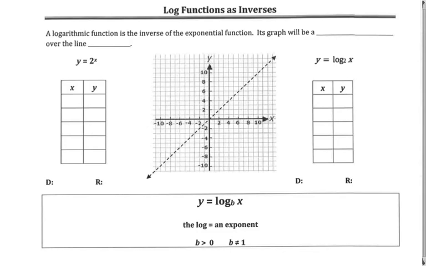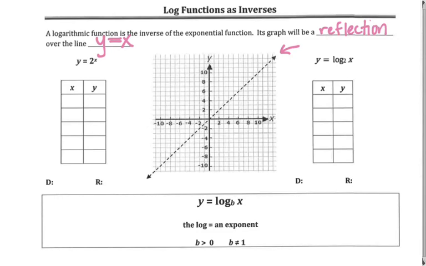So the first part of our note says a logarithmic function is the inverse of the exponential function. Its graph will be a reflection over the line y equals x. So we saw that in our notes from last lesson where we have y equals x, this line right here with a slope of 1 and a y-intercept of 0, that we can find an inverse for any function by reflecting over that line.